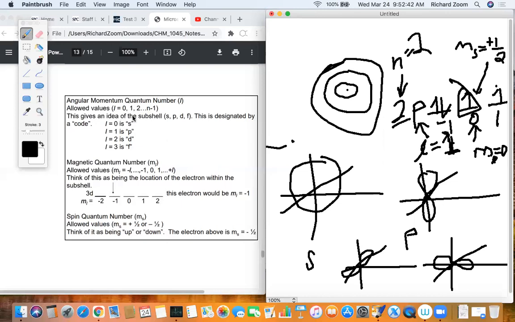So the allowed values, again, for L would be 0, 1, if n is equal to 2, because we can go from L equals 0 up to n minus 1. If n is 2, then 2 minus 1 is 1, which means that L can only be 0 and 1, which means L can only be S and P. Does anybody have any questions about this?